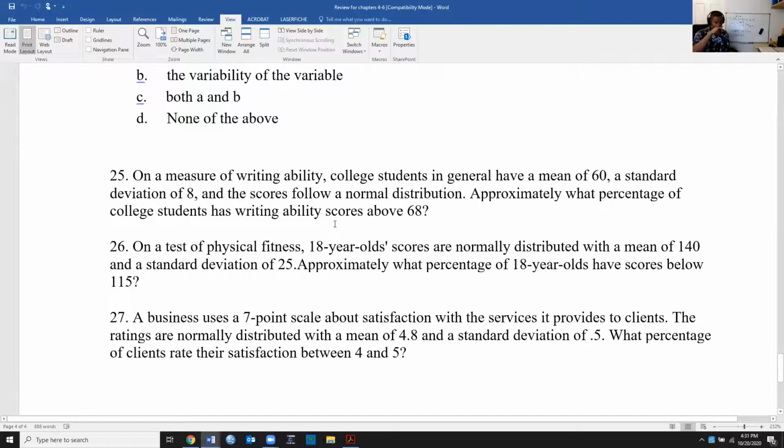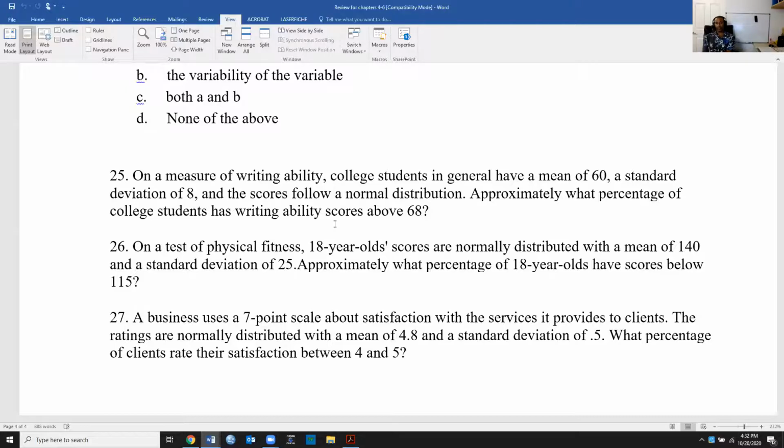Now, looking at these 3 problems, is there any one of those that you want me to do up here so that I can kind of show you the process? Actually, no, 25 and 26 are pretty much the same thing. Let's do 27. Let's do 27 together. A business uses a 7-point scale about satisfaction with services it provides to clients. The ratings are normally distributed with a mean of 4.8 and a standard deviation of 0.5. What percentage of clients rate their satisfaction between 4 and 5?